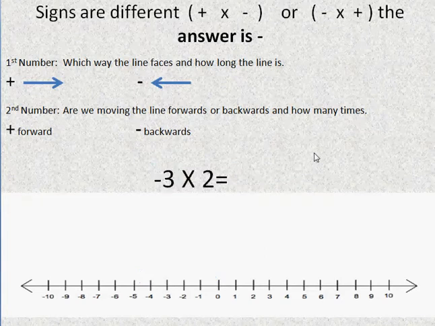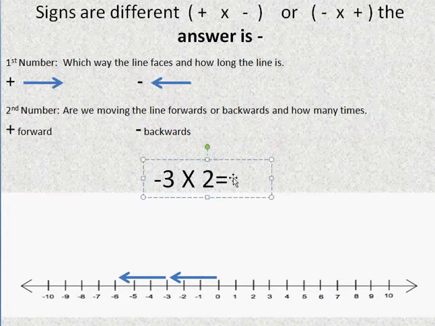This time I'm doing a negative 3 times 2. So I know that my line is negative, so it's going to go to the left, and it's going to be 3 units long. And since I'm multiplying it by a positive 2, that line's going to go forward 2 times. So there's 1 time, and there's 2 times. That line is going forward. Even though it's going to the negative, it's moving forward along that space. And look where we end. We end right here at a negative 6.